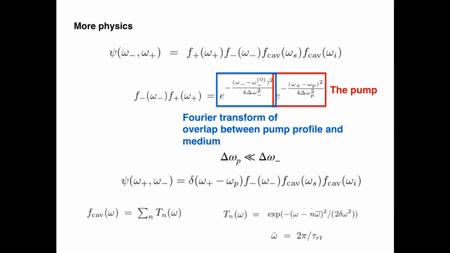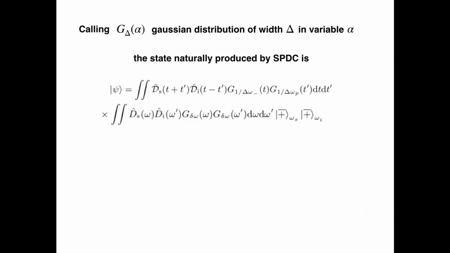So for the cavity, it's a periodic function, so it's a sum of peaks of Gaussian functions that are far apart by what we call here omega bar, and this frequency omega bar is related to this tau RT, which is the time a photon takes to bounce back and forth inside a cavity. So everything is quite simple and natural. And these peaks have a small width, delta omega.